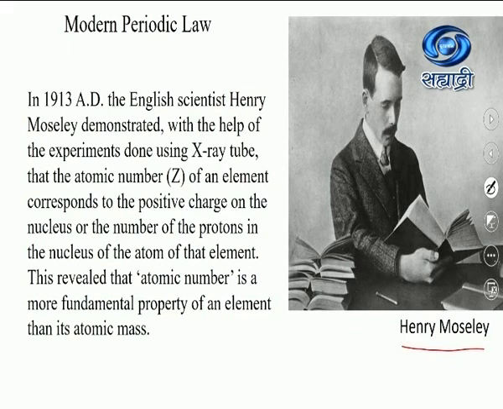In 1913 AD, the English scientist Henry Moseley demonstrated with the help of experiments done using an X-ray tube that the atomic number of an element corresponds to the positive charge of the nucleus, or the number of protons in the nucleus of an atom of that element. So this revealed that atomic number is a more fundamental property of an element than its atomic mass.